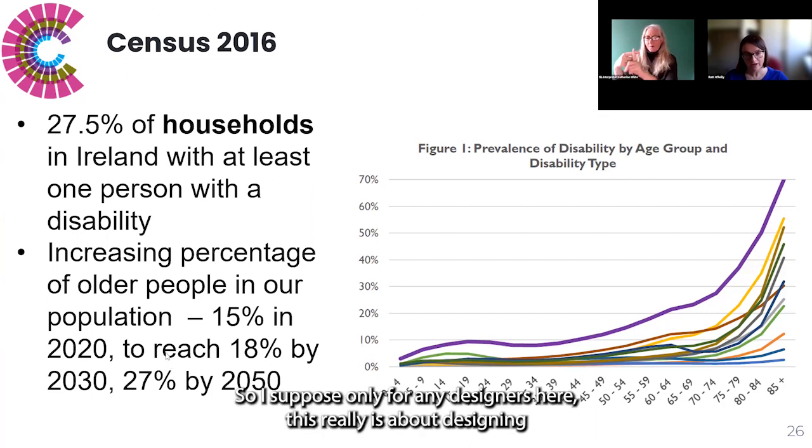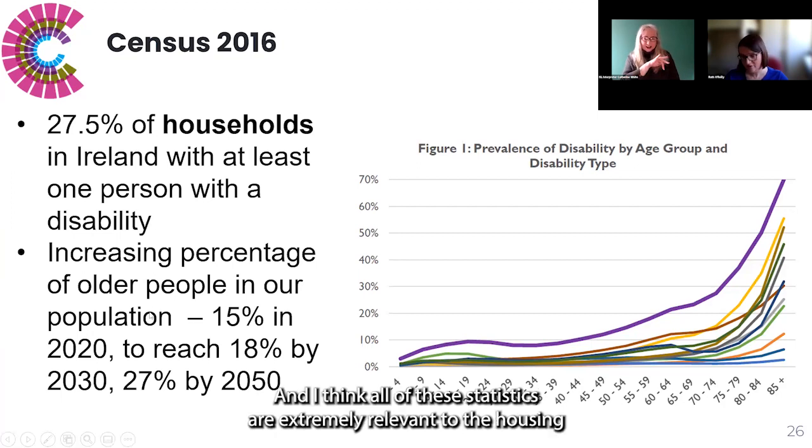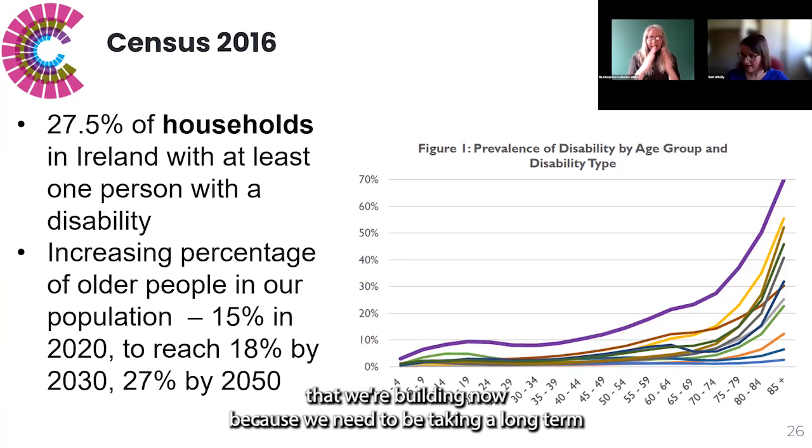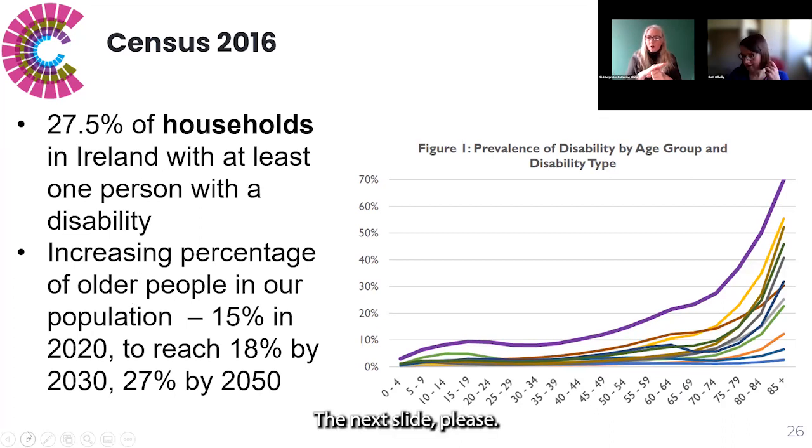So I suppose for any designers here, this really is about designing for your future self. And I think all of these statistics are extremely relevant to the housing that we're building now, because we need to be taking a long-term view on designing for our population. The next slide, please.